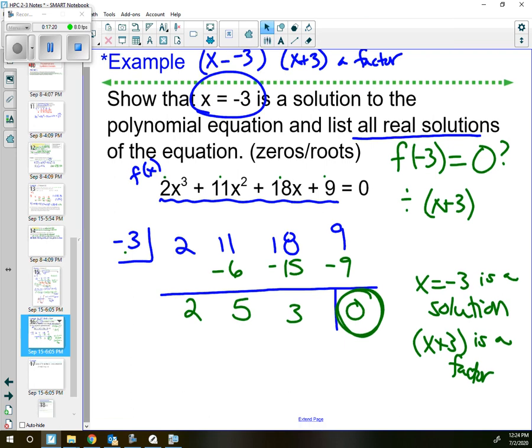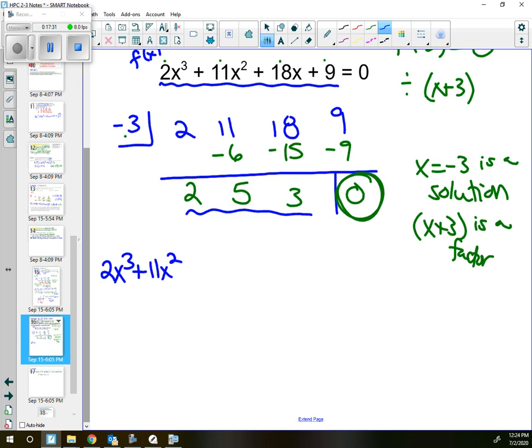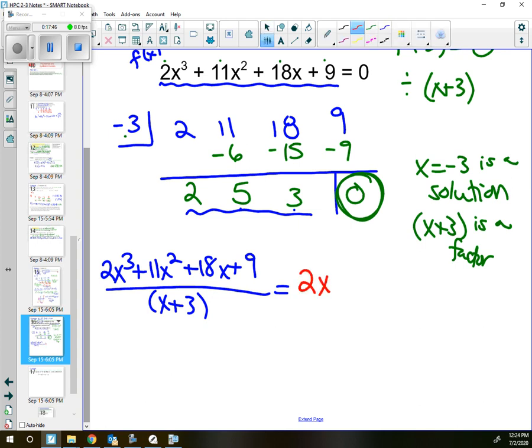All right, so I know that -3 is a solution. How do I find the other ones? We're going to use this depressed polynomial. They call those coefficients that are left that. So remember, we did our 2x cubed plus 11x squared plus 18x plus 9. We divided by x plus 3, and we get what? Okay, so can you write out what this polynomial would be with those coefficients? Go ahead, pause the video, write it out. So 2x to the second plus 5x plus 3. So we get that polynomial.